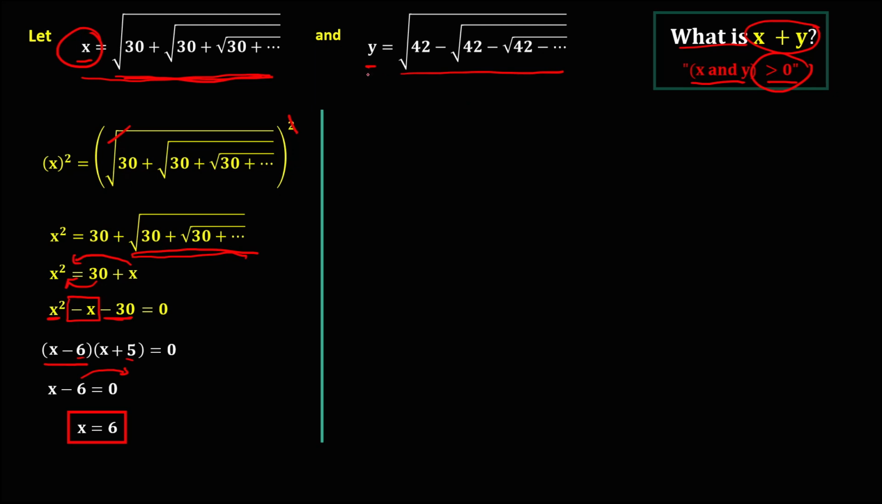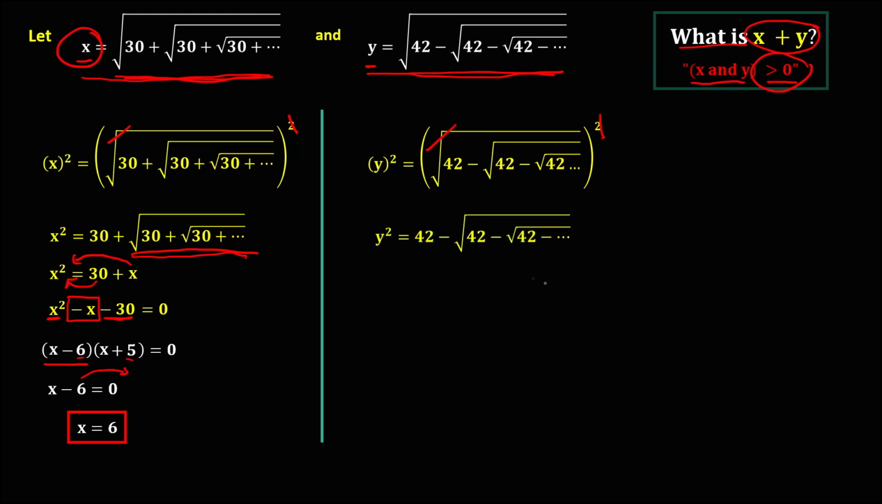Then to solve for y from this equation, if we square both sides, then we can cancel this radical. So this becomes y squared equals 42 minus this radical. Then to simplify, we have y squared equals 42, then minus, since this radical is equal to y, minus y. Then equate this to 0. So this becomes y squared plus y minus 42 equals 0.